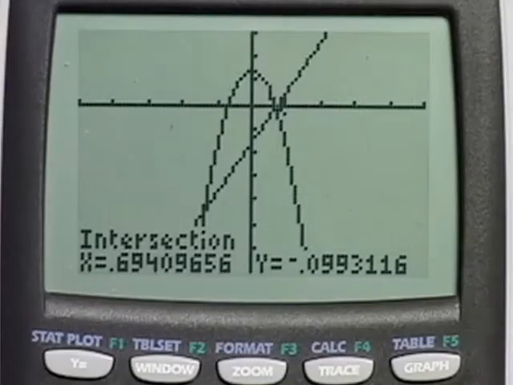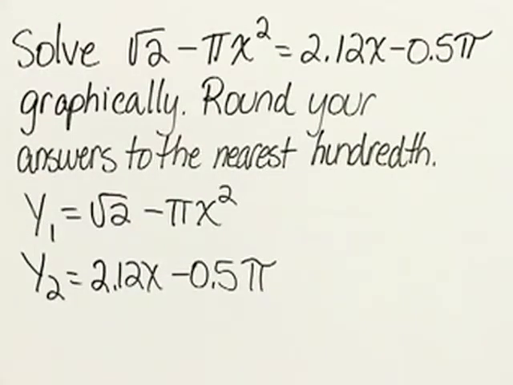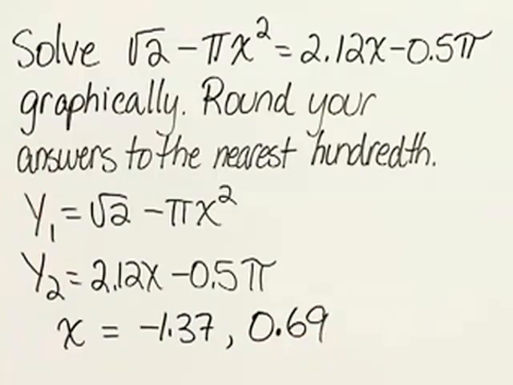X is equal to 0.69409656, and y is equal to -0.0993116. So that intersection does occur in quadrant 4. Again, we're only interested in the x value of this intersection, and we're to round it off to the hundredths, so x is approximately equal to 0.69. All right, so let's write those solutions on the board. X will be equal to -1.37, comma, 0.69. And actually, that's approximately equal to, since we rounded to the hundredth.